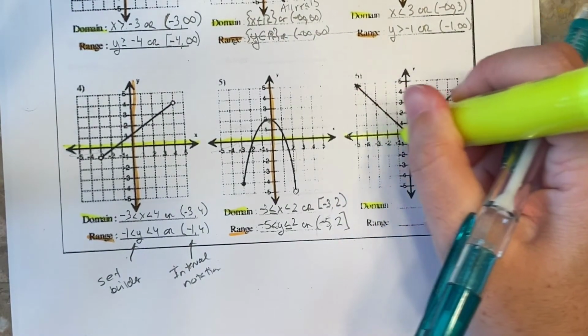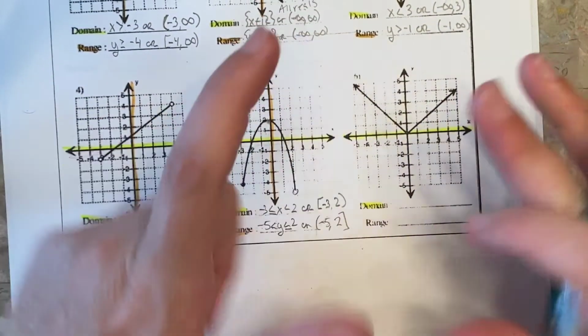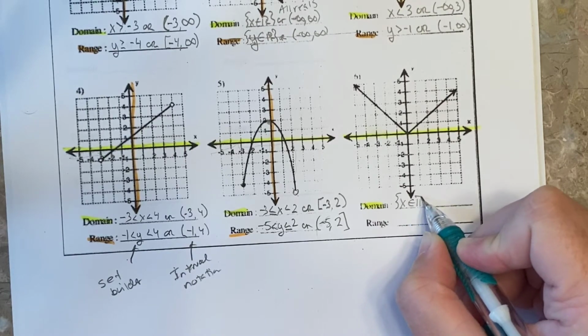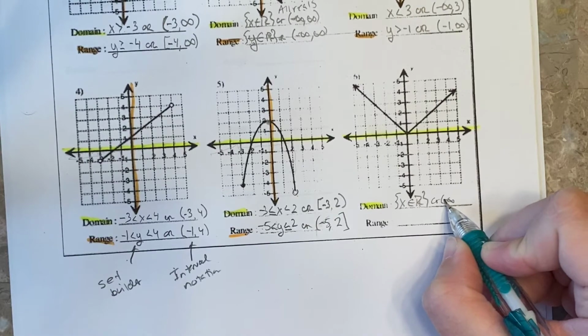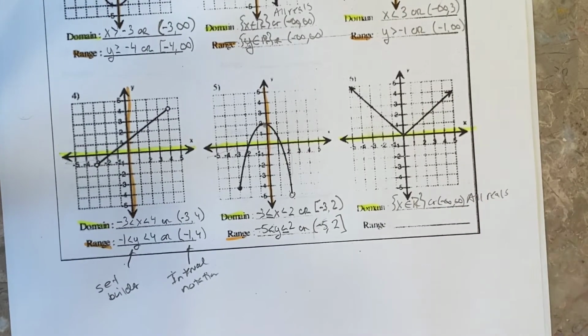All right, domain left to right. So this is our absolute value. This keeps going to the left, keeps going to the right, so it's going to be all reals. So X ∈ R, remember I didn't say before, but the R just means all reals. Okay, or negative infinity to positive infinity, and then all reals is how you say it.